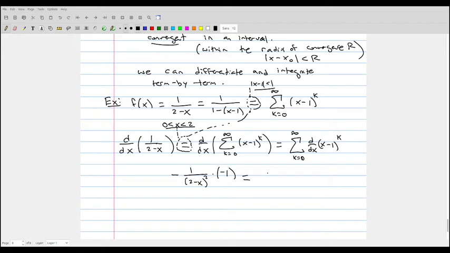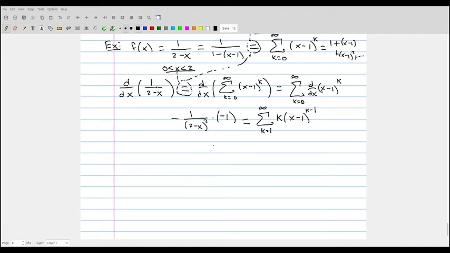And this is going to be equal to the infinite sum of k times (x minus 1) to the k minus 1. And this is actually going to start not at 0 but at 1, because this summation is 1 plus (x minus 1) plus (x minus 1) squared, and so on and so forth. So the first term goes away when you take the derivative here. So it really starts at k equals 1 now.